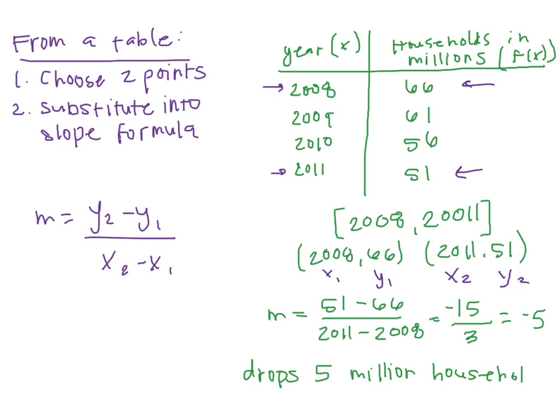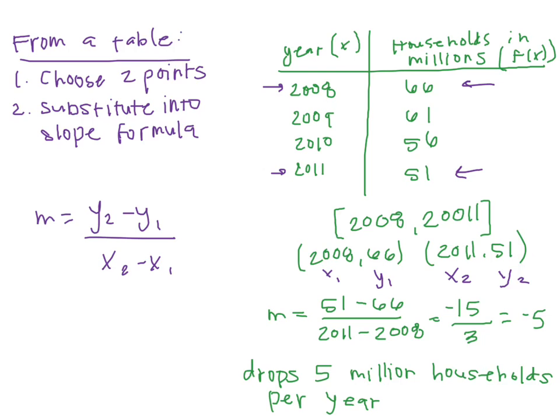So calculating rate of change with a table, we just have to identify the x and y values that we're using and then plug them into slope. And that's a process that we're going to be repeating throughout this.